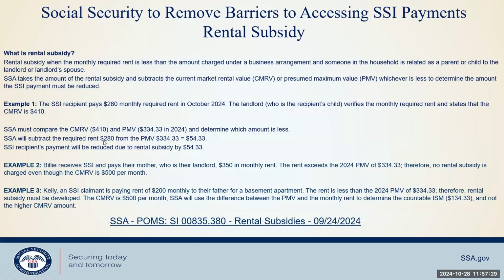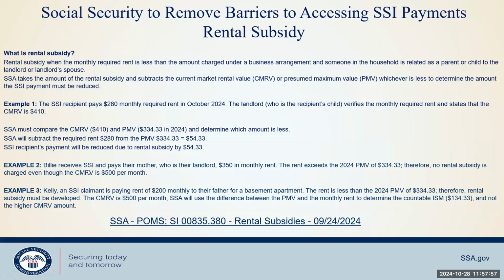So we're going to subtract $280 from the PMV right here, the $334, because that's the lesser of the two. So that means this person's rental subsidy amount, their SSI payment would be reduced by $54.33 versus before reducing it by the whole $334.33. Okay. So we're taking the difference.